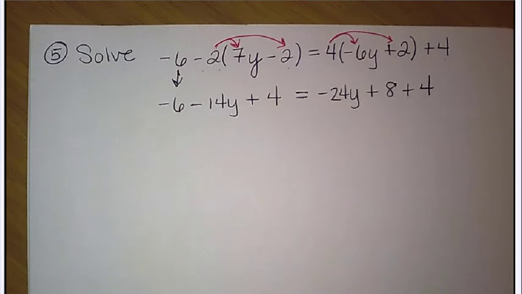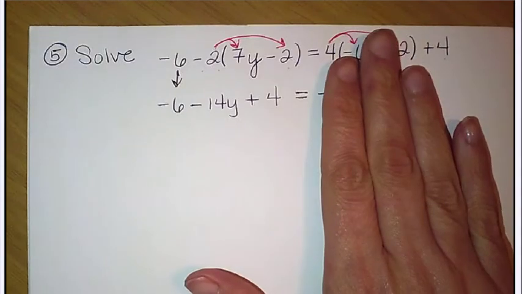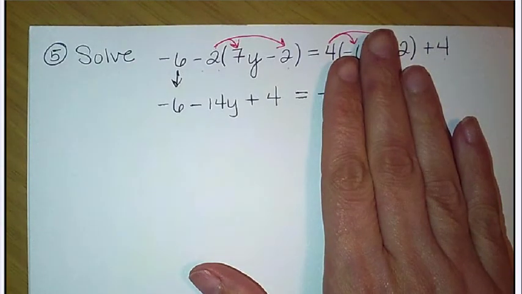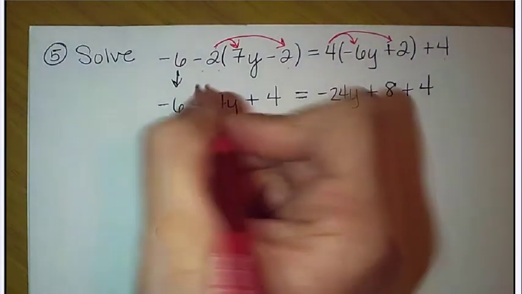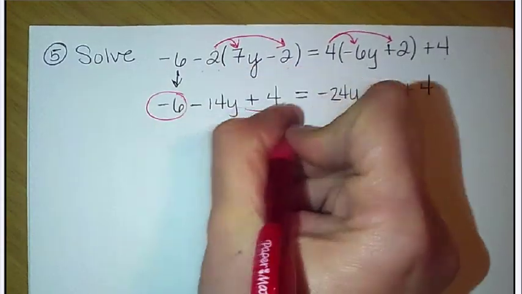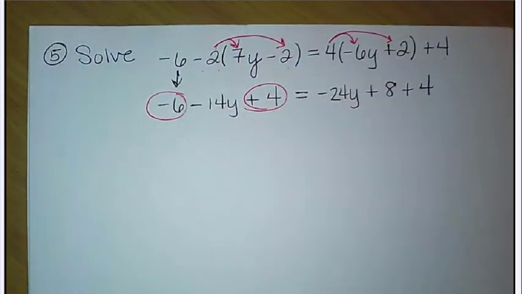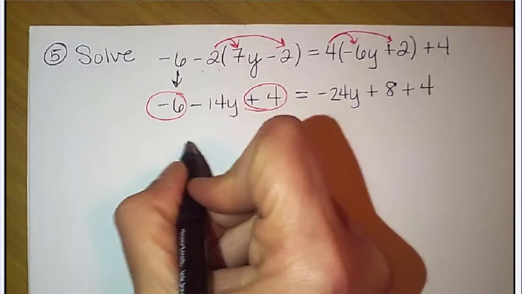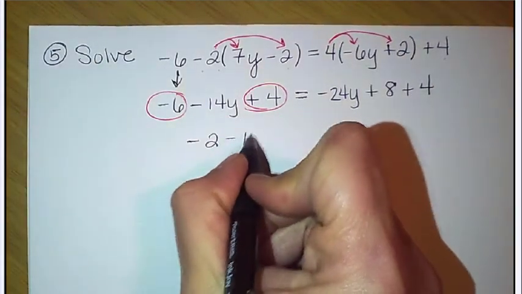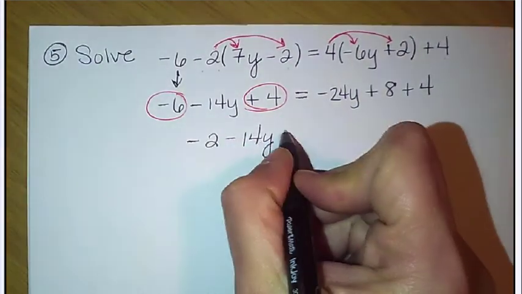Now, if I cover up the right-hand side of my problem and I just look over here on the left, you'll notice that we have both a negative 6 and a positive 4. Those are like terms, so we can actually add those together. We don't need to move them around. We don't need to do anything fancy. We just say negative 6 plus 4 is negative 2. So this is going to be negative 2 minus 14y equals.